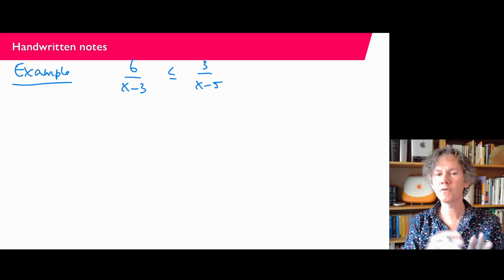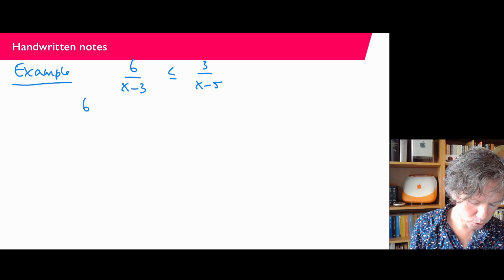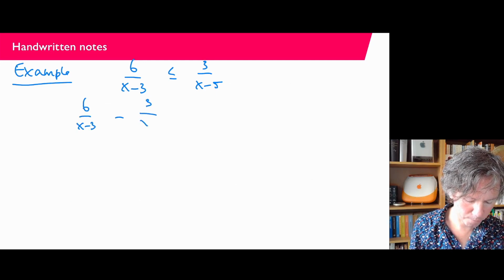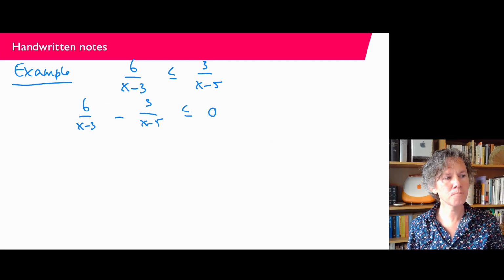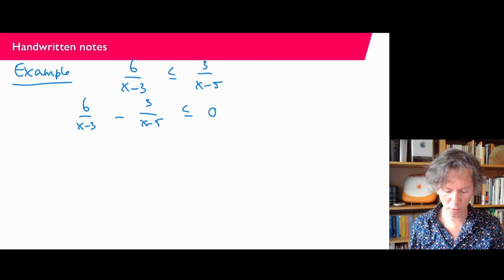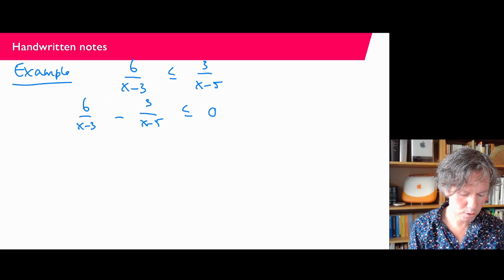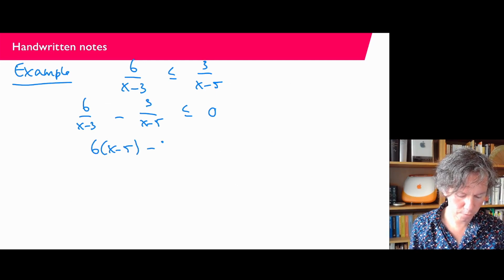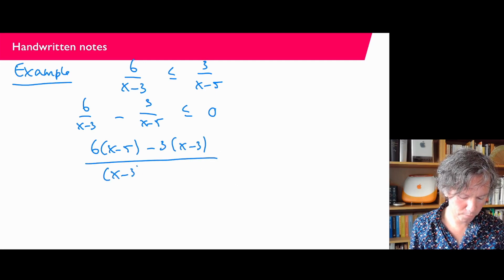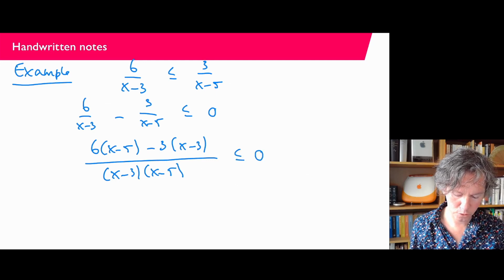So I'm going to move everything to the left side of the inequality. So 6 over x minus 3 minus 3 over x minus 5 is less or equal 0. I'm going to give them the same numerator. So 6 times x minus 5 minus 3 times x minus 3 divided by x minus 3, x minus 5 less or equal 0.